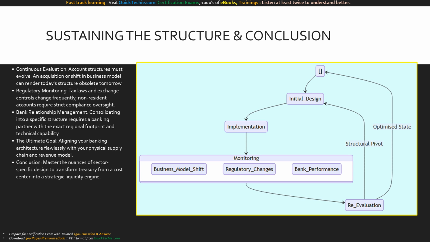Our final state diagram illustrates the life cycle of account structure sustainability. We begin with the initial design, moving into implementation, and then into the critical monitoring phase. Inside the monitoring state, we are constantly scanning for 3 disruptive triggers: business model shifts, regulatory changes, and bank performance issues. When any of these triggers activate, we move into reevaluation. If the change is significant, we loop all the way back to initial design for a structural pivot. If the structure holds, we achieve our optimized state. This loop ensures your treasury architecture remains resilient and fit for purpose year after year.